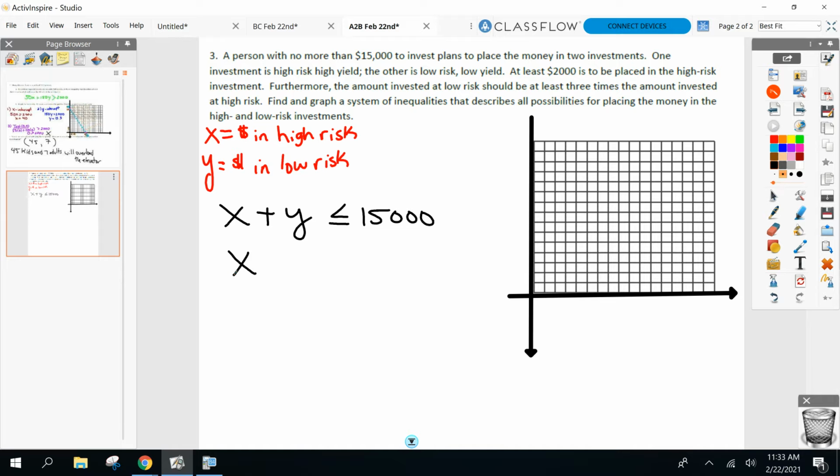Think about having $2,000 in your pocket. I know that seems extreme, but if I said, hey, I know you have at least 2,000 in your pocket, that means you have 2,000 or more, greater than. So X is greater than or equal to 2,000. That's what at least is. At least 2,000.